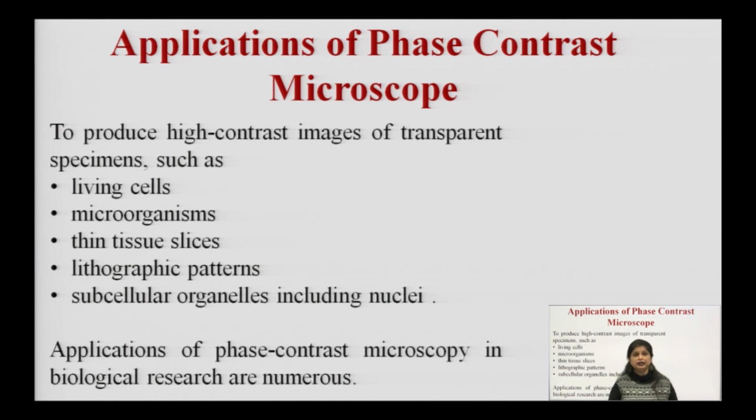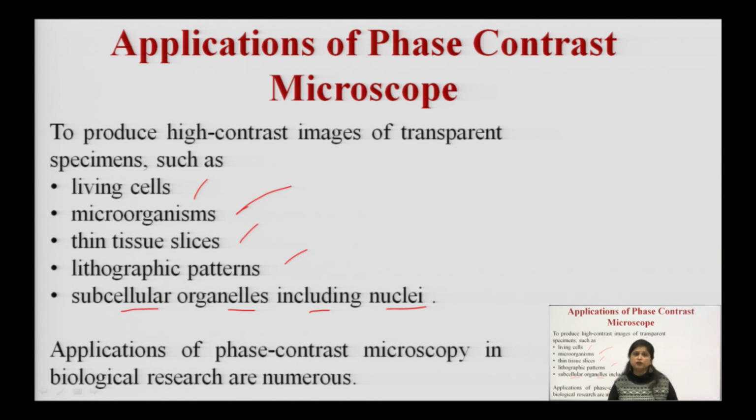We can use this phase contrast microscope, an advanced version of the bright field light microscope, for high contrast images. We can easily see transparent images, living cells, and microorganisms in their natural form, not by staining them. We can observe even transparent microorganisms and transparent cells. Thin tissue slices and lithographic patterns can be observed, and we can observe subcellular organelles, including even the nucleus, using phase contrast microscopy.